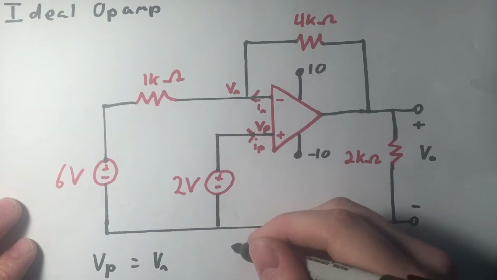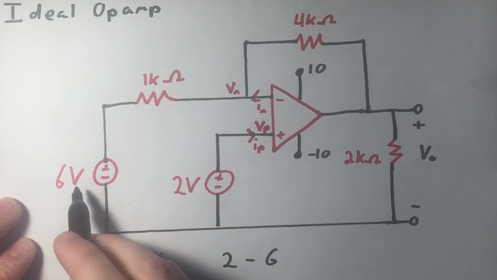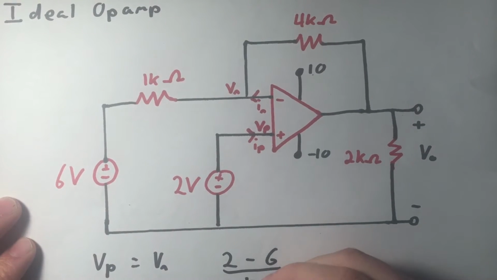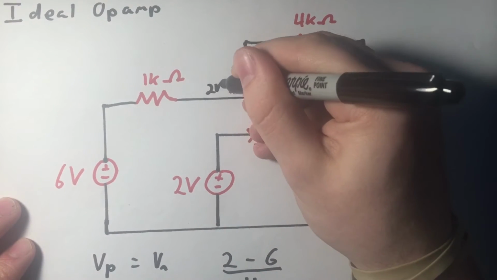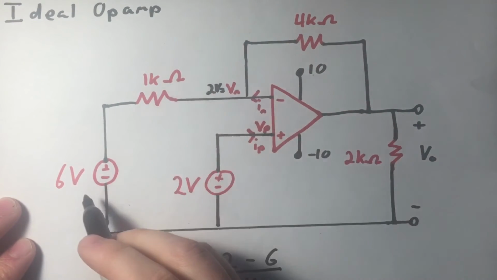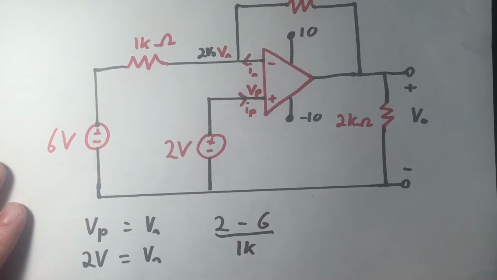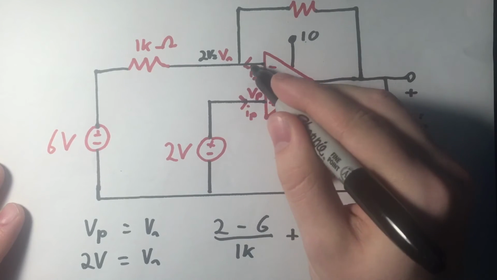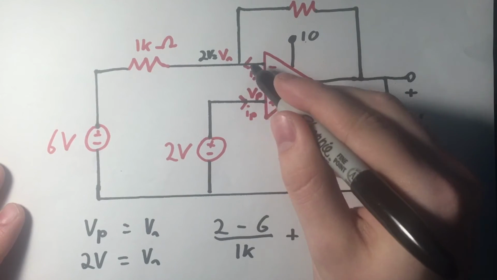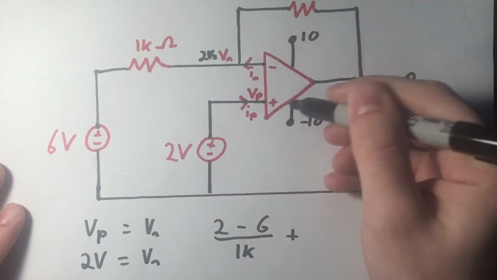So we're going to say that 2 volts minus 6 volts, because we have 6 volts here, over 1k ohm. So that's 2 volts, right? Subtracted by 6 volts over 1k, right here. Okay. To that we're going to add the other side here, and we can assume we don't have a current here. There's no current going in or out of these inputs to the op-amp.